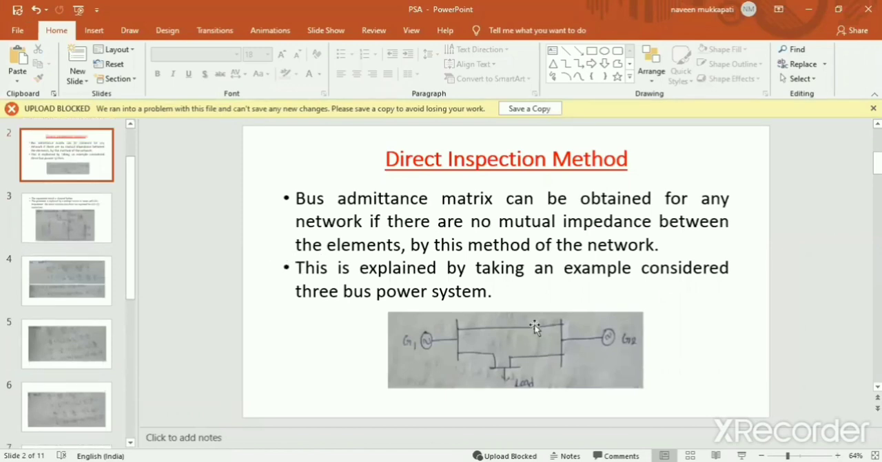First of all, we write down the impedance diagram, that is the reactance diagram or the impedance diagram. After that, we derive the equations for the different nodes, and then we form the Y-bus matrix.